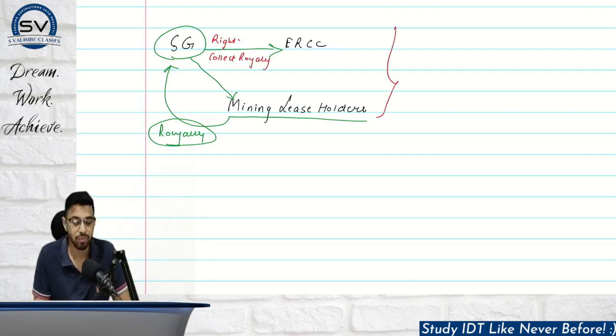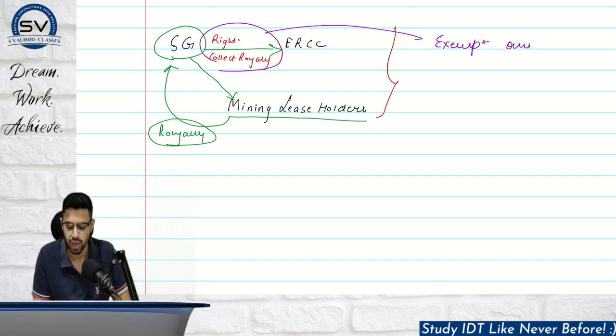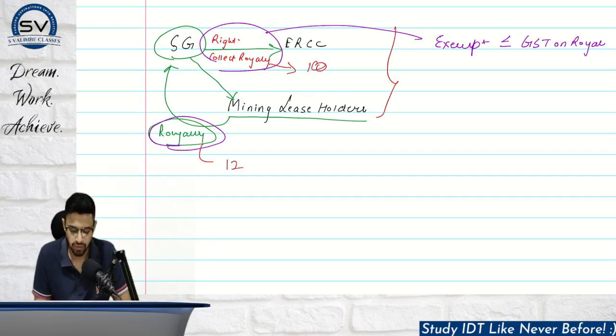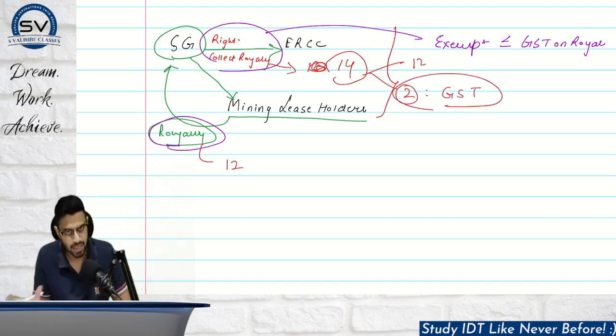Only condition, that is the main point you have to understand from exam point of view, is that this is exempt. GST on this portion is exempt only to the extent of GST on the royalty. Let's take a simple example. If this amount comes to be rupees 10 and this amount, the GST portion, comes to rupees 12, 10 will be exempt. If this happens to be 14, then out of 14, 12 will be exempt, 2 will be taxable, 2 will be paid as GST portion. This is the basic standpoint you need to know.